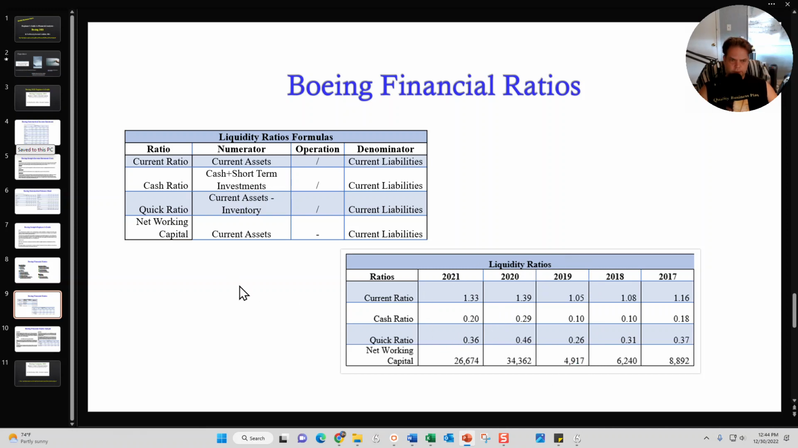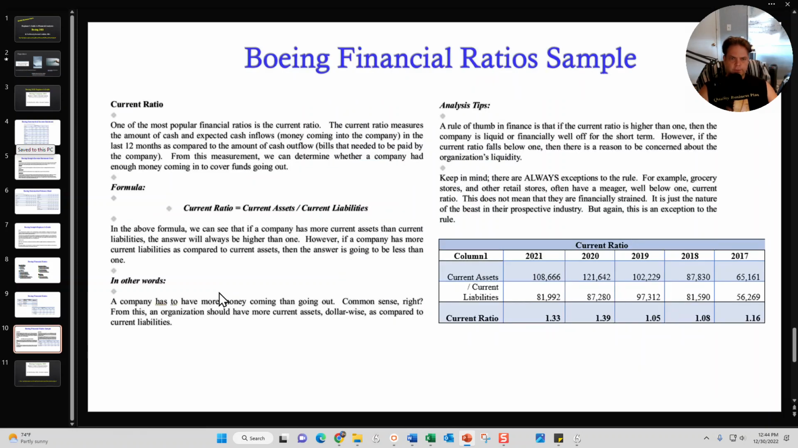From these ratios, I'll summarize the calculated results for each one of the ratios. Then I'll identify a few of the ratios within each category, and I'll give you a more in-depth explanation of that ratio. For example, the current ratio, I'll explain to you what the current ratio is. I'll provide you with the formula again. I'll explain the current ratio, or whatever ratio I'm analyzing, in layman's terms. And then I'll give you some analysis tips as to what to look for when you are analyzing this particular ratio for Boeing.